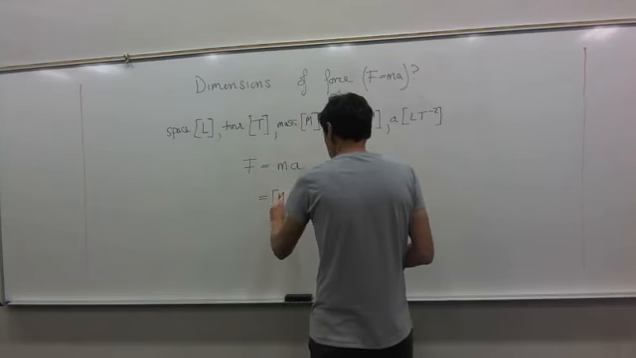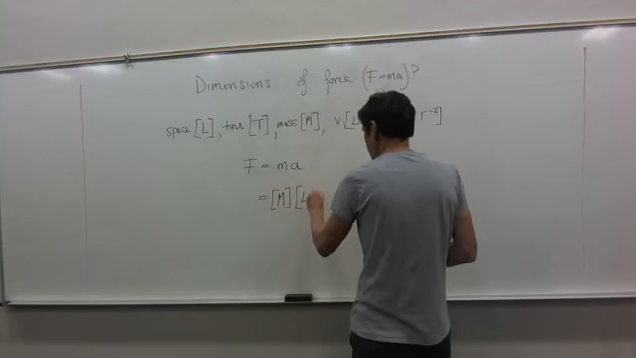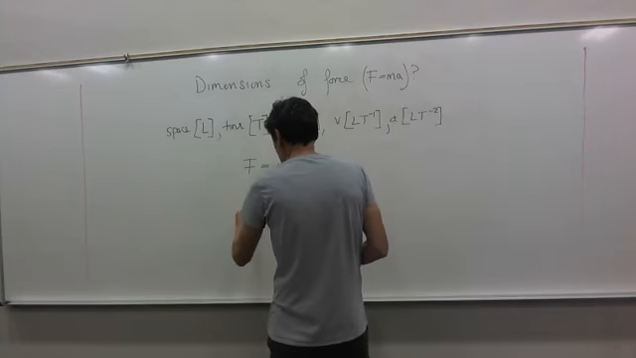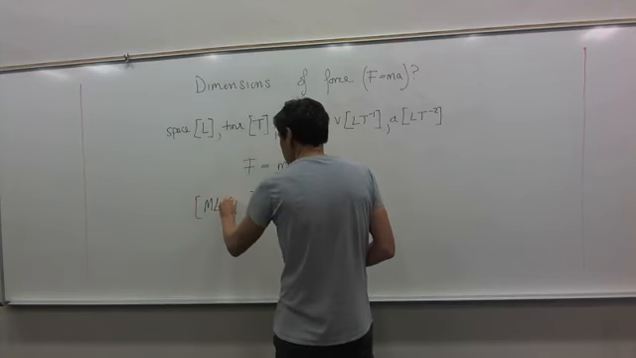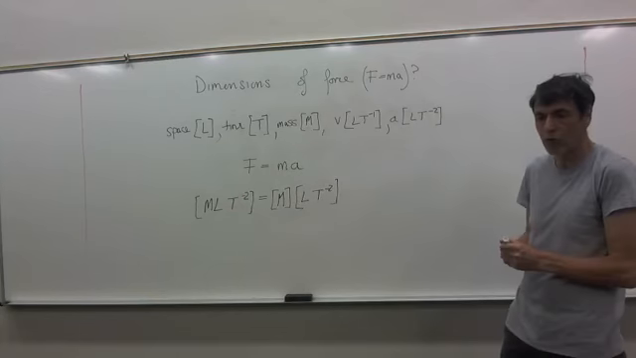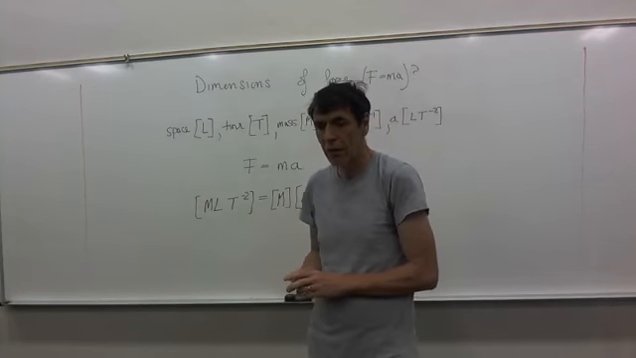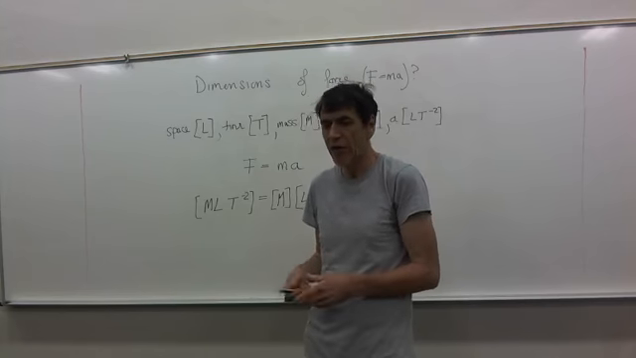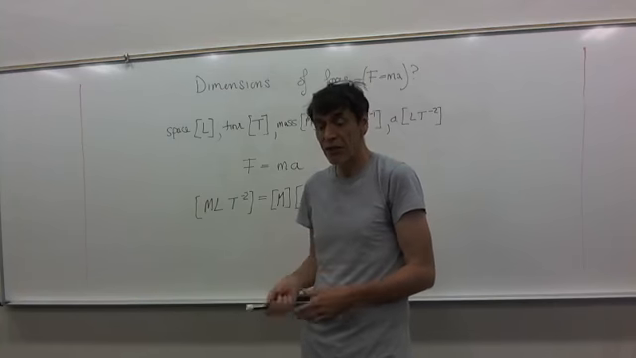So dimensions of mass, uppercase M. Dimensions of acceleration, length divided by time squared. The product of those dimensions then is mass times length divided by time squared, and that's the dimensions of force. And so we've used dimensional analysis, applied it to the definition of force, applied it to F equals ma to figure out the dimensions of force from the dimensions of acceleration and mass.